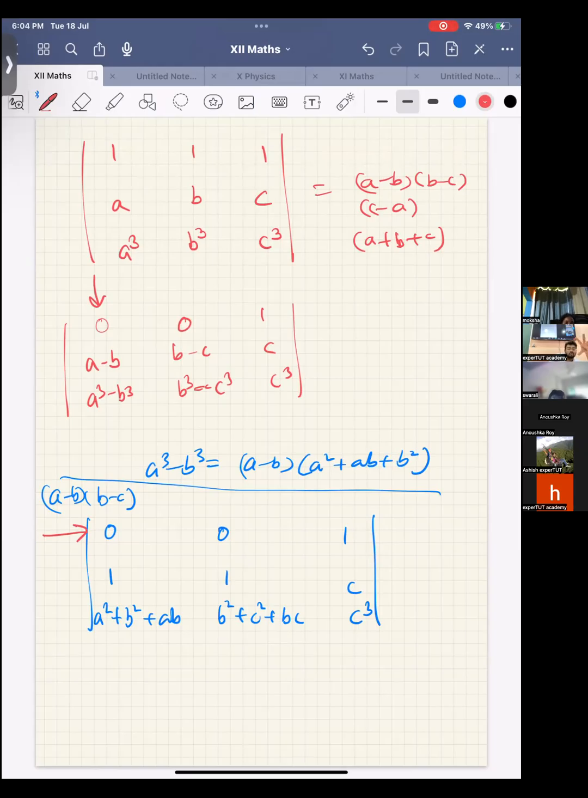See, if you don't want to apply any property, you can just simply expand and you'll get the answer, but you will not get any marks. The method by which you'll get marks is using properties. Use any properties, and then show that you arrive at two zeros, either in any row or any column, and after that you expand. Okay?